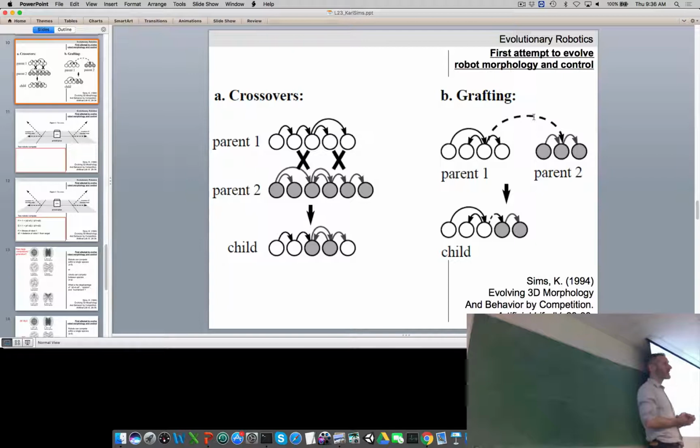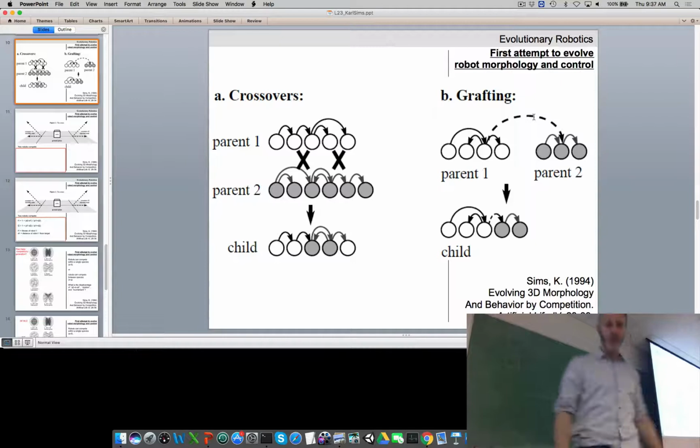My bet is that that didn't usually work very well for the reasons we talked about when we talked about NEAT and HyperNEAT, the competing conventions problem. Anyways, he tried that and tried some other things like grafting here. So we take two parents now and we create a connection between them. We copy along here and then again follow this link and follow and copy some backlinks as we go. Just different ways of genetically combining material from two parents into a child.